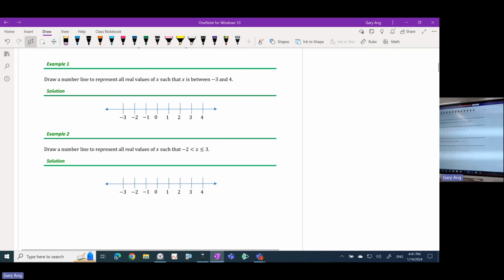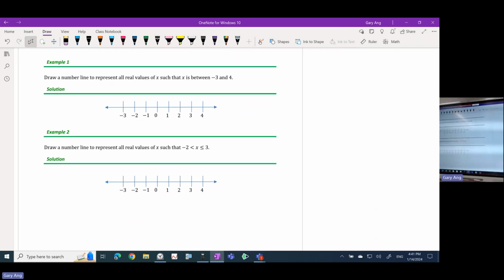Quite simple lah. Okay, so the next thing you need to learn is how to draw a number line. Pay attention lah. Draw a number line to represent all the real numbers of x that is between -3 and 4. So -3 is here, 4 is here. Isn't this the number line? No, pay attention. This red color one is the number line. Okay, the blue color one is the marking of where your numbers are.